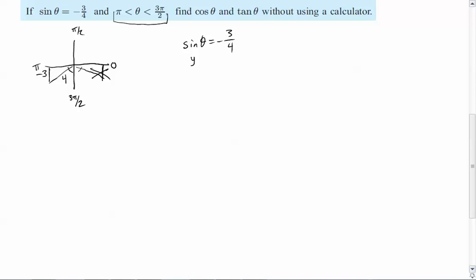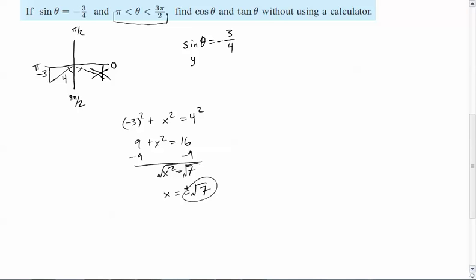All right, so we do negative 3 squared plus x squared equals 4 squared, and so that's 9 plus x squared equals 16. We subtract the 9 from both sides, and we get x squared equals 7. Take the square root of both sides, and we get x equals plus or minus root 7. Now, which one of those is the one that we want? Well, again, we're looking for the one in this quadrant right here, which means I need to go to the left. So that would be the negative root 7. So, therefore, this is negative root 7.